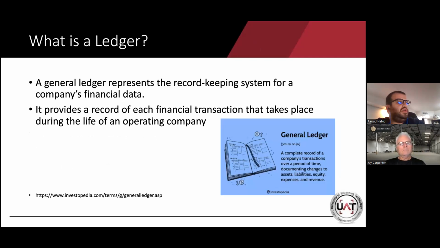Also, we'll start to define what a ledger is, because later we will know that a blockchain is a distributed ledger. The ledger, from the dictionary definition, is the record keeping system for a company's financial data. It provides a record of each financial transaction that takes place during the life of an operating company.